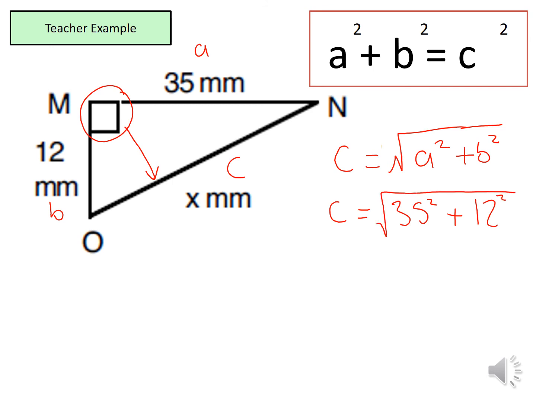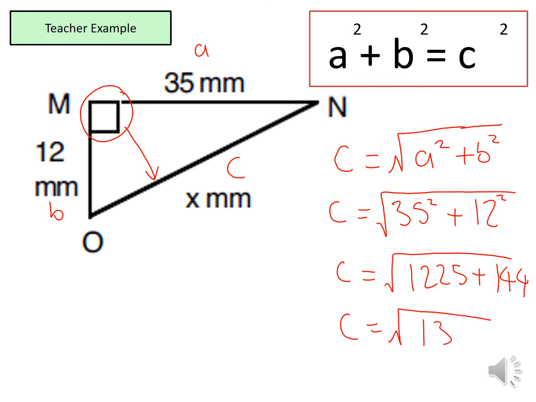Now what does that give me? C equals 35 squared, which gives me 1225, plus 12 squared, which gives me 144. We add them together, that gives me a total of 1369. We square root that. Obviously I don't expect you to do this in your head, so you can use a calculator. So C is 37. Remember my units, millimeters. So the longest side for this example is 37 millimeters.